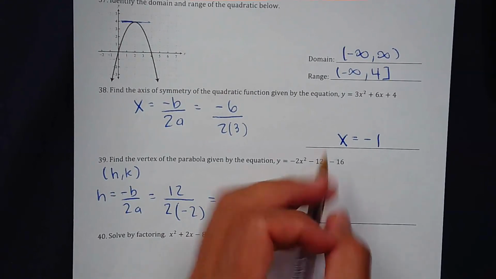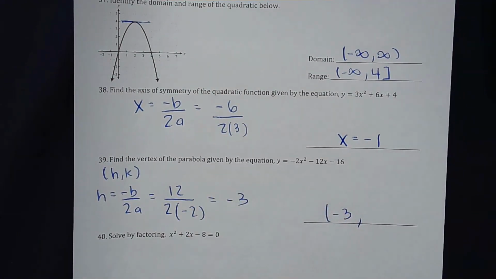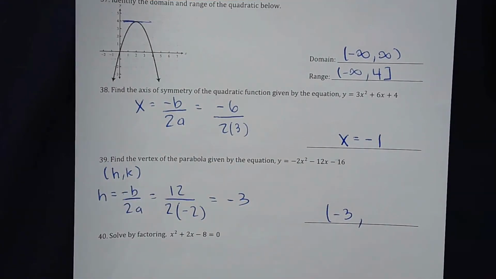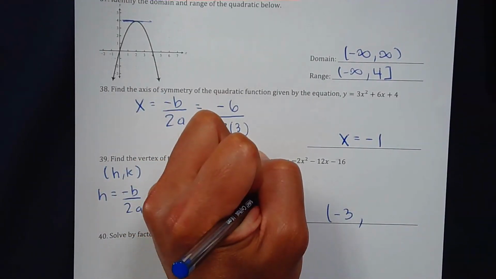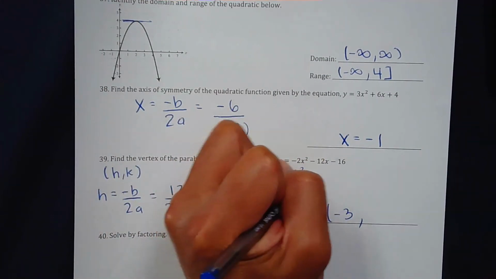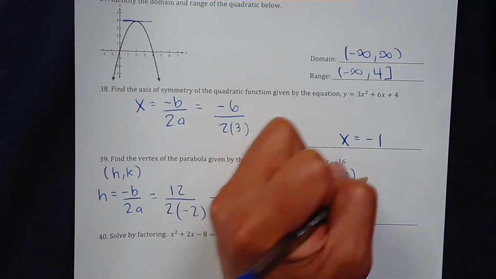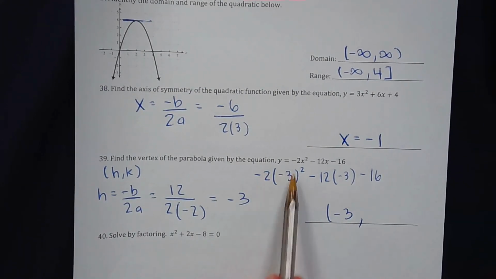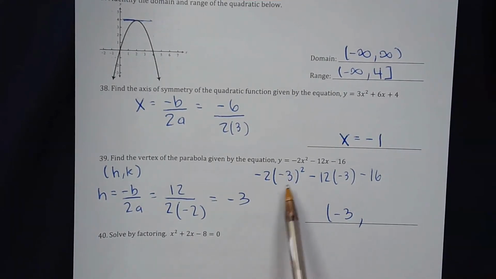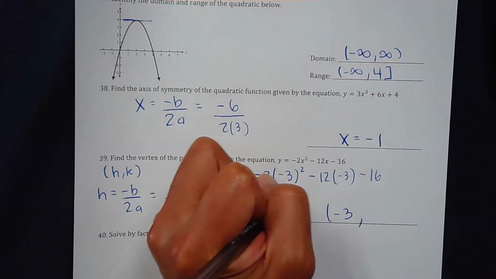All right, so what did we solve for? We solved for the x-coordinate of our vertex. So we need to find out the other coordinate, or the y-coordinate, or in other words, the k of our vertex. So we do that by plugging it back into the original equation. So let's go ahead and do that. -2 multiplied by -3 squared minus 12 times -3 minus 16. All right, remember, order of operations, we have to square this first, and then we can multiply. -3 squared gives us 9. 9 times -2 gives us -18.